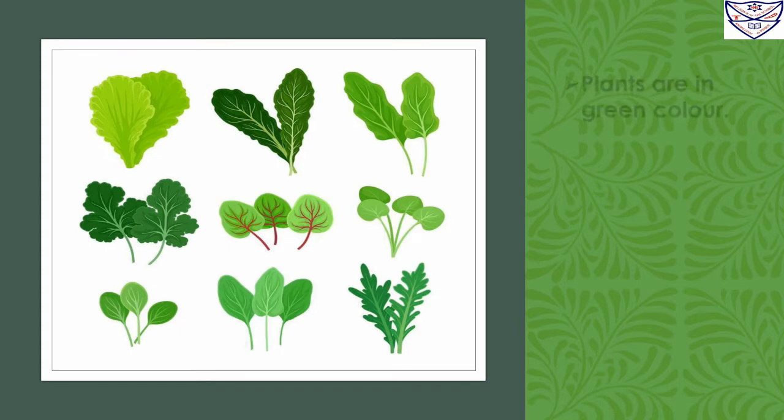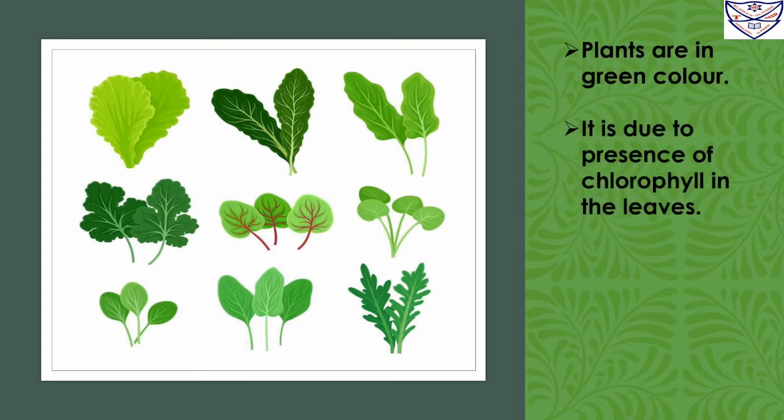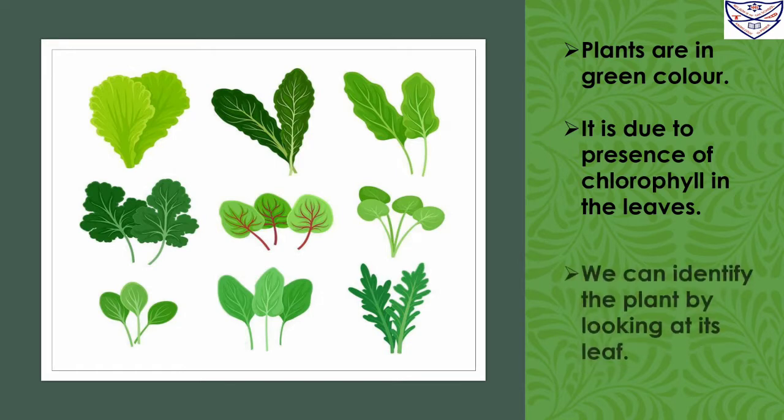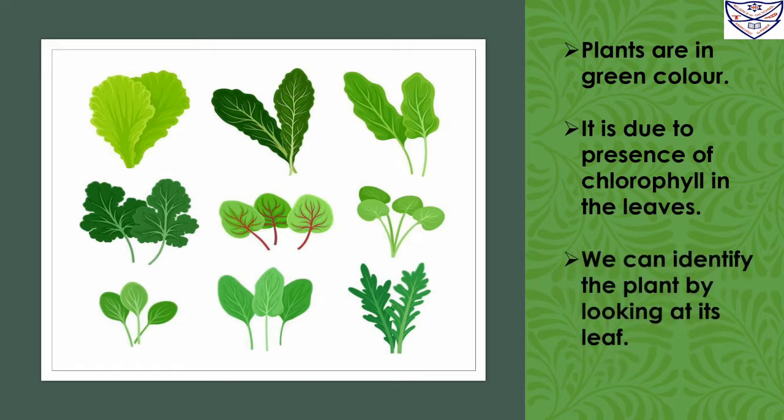Leaf. Plants are green in color. It is due to the presence of chlorophyll in the leaves. There are different types of leaves. We can identify the plants by looking at their leaves. Now students, here you can see many leaves. They are all green in color. Why? Because of the presence of chlorophyll in them. And by looking at these leaves, you can identify which kind of leaf this is.